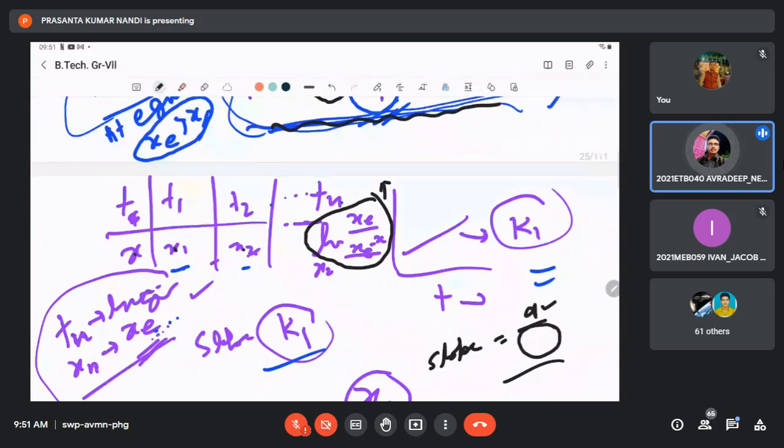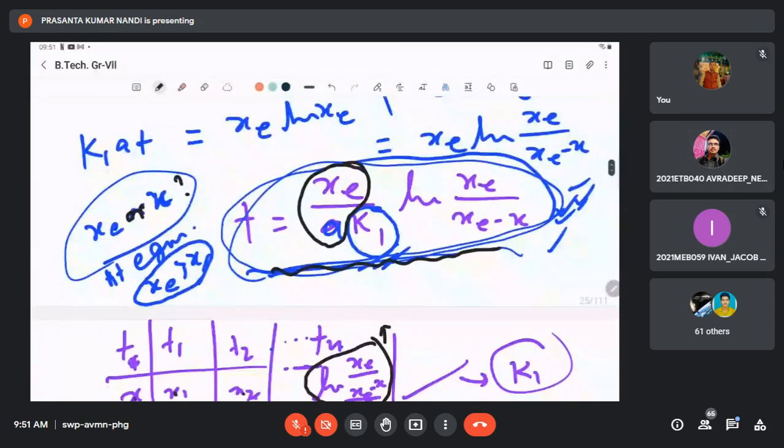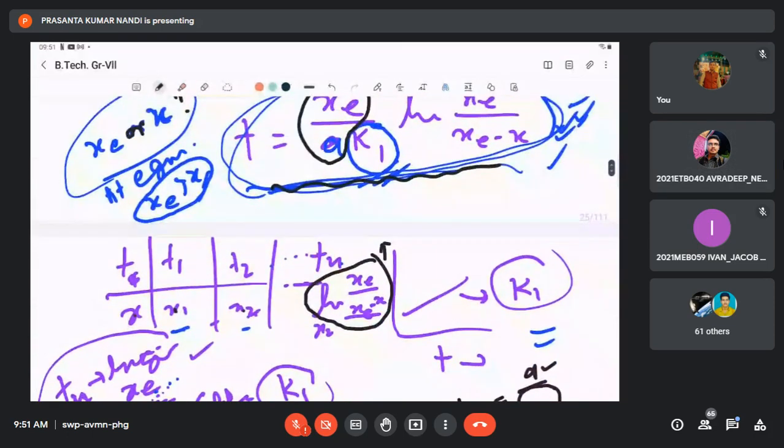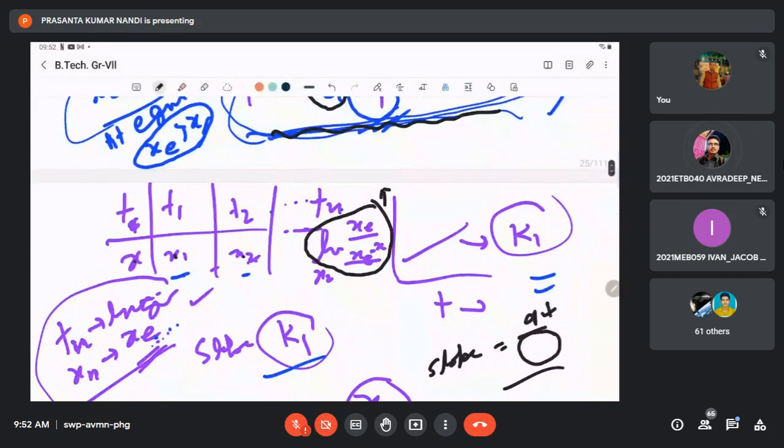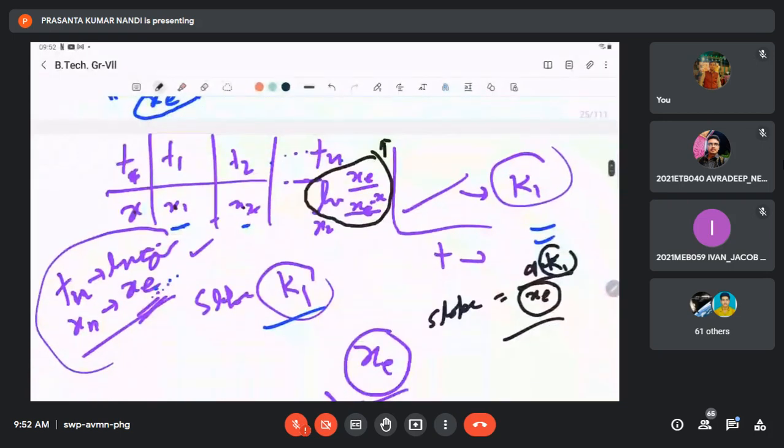Sir, why is K1 not included in the slope? No, we are plotting t, no? Oh, okay. I thought that it is plotted K1t like that. Okay, you are all right. The slope is A K1 by Xc. So you know this A and Xc, so you can find out K1 from the slope.